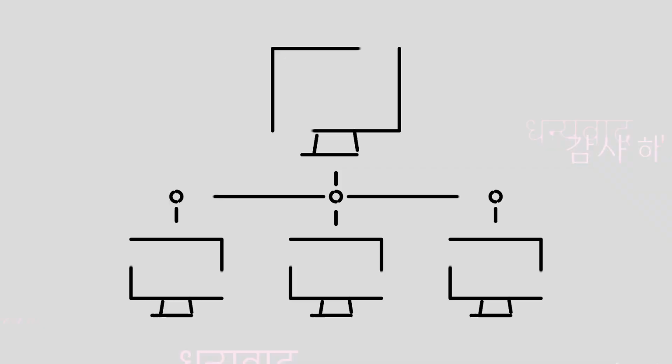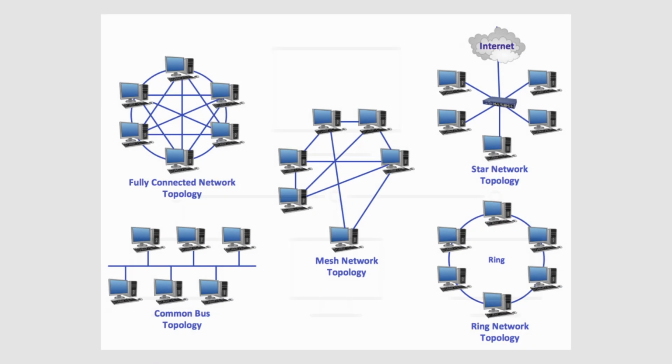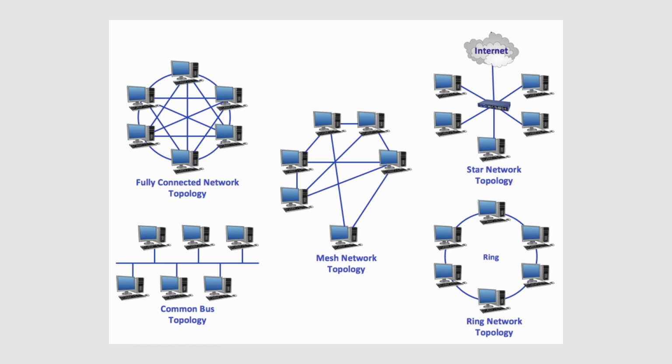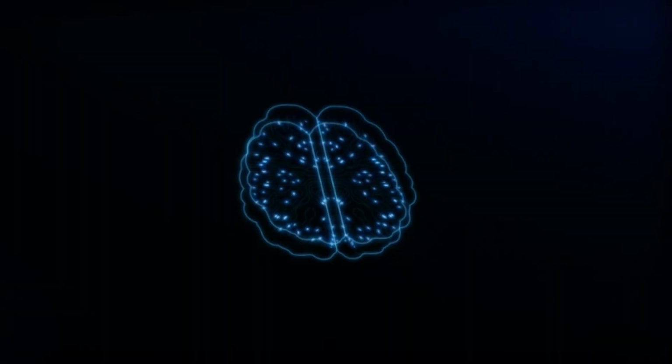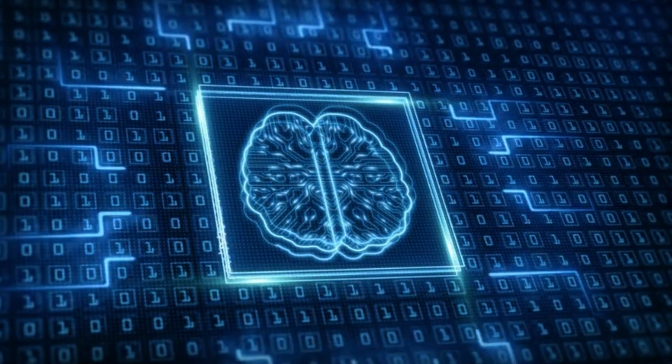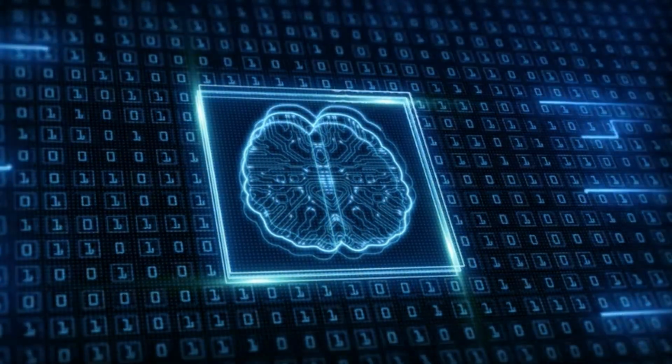And finally, topologies. This refers to the layout or structure of the network. Common types include star, mesh, and bus topologies. Each has its own advantages and use cases. Understanding these components and how they fit together is like having the blueprint to a fortified castle. It's the foundation upon which you'll build your cybersecurity strategies.